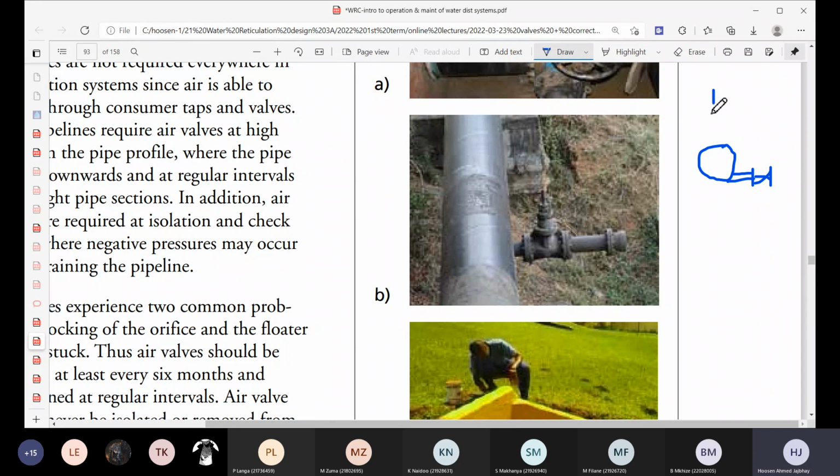The symbol for a valve, that's something I haven't explained to you. In a pipeline system, this is the symbol that you see in a pipeline. So you have your pipeline like that.